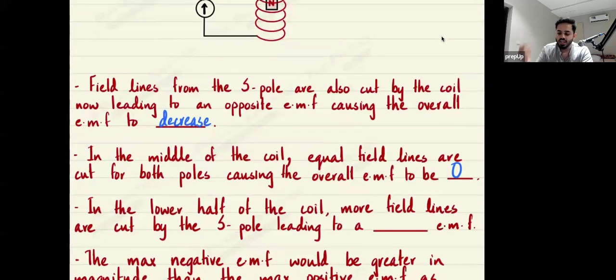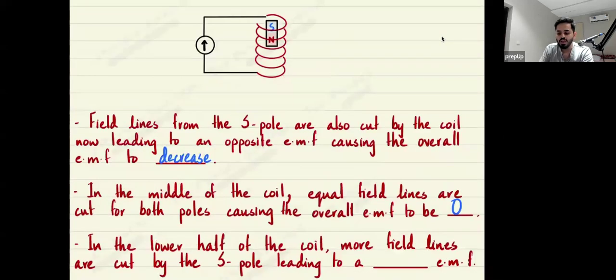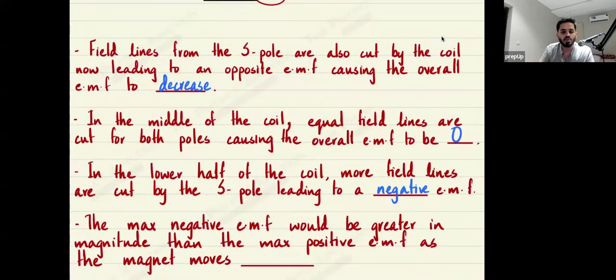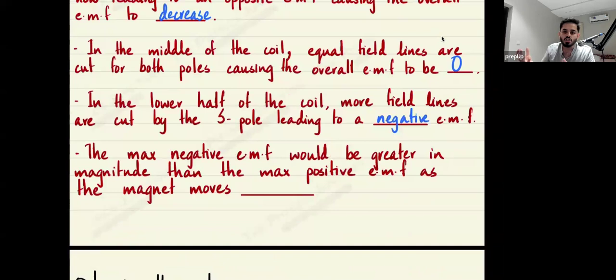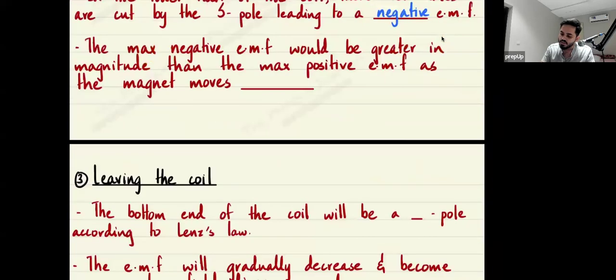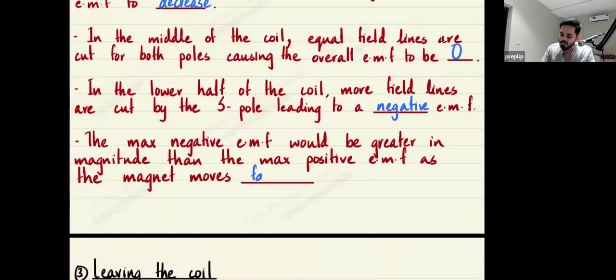And in the lower half of the coil, as it keeps falling down, the lines from the south pole would be cut more by the coil, and that would lead to an overall negative EMF. And then this negative EMF would apply as it's falling out. Obviously it would be moving faster as opposed to when the north pole entered, because it's been accelerating the entire way, right? So the max negative EMF would be greater in magnitude than the max positive EMF, as the magnet is now moving faster.